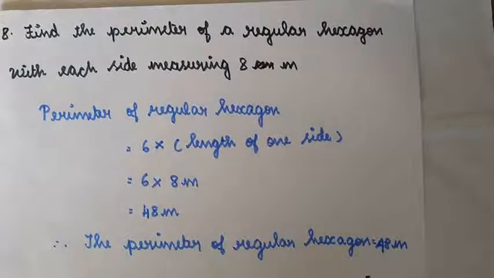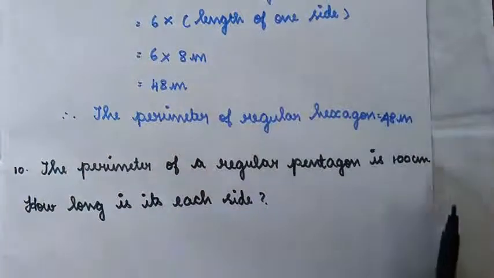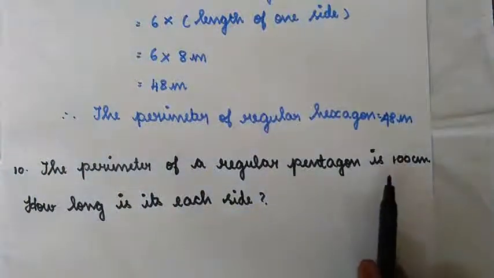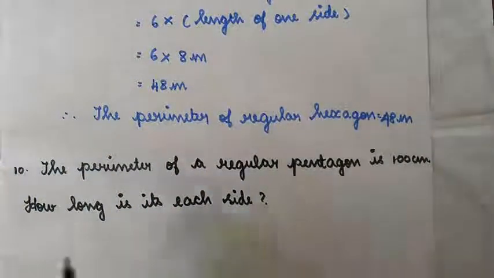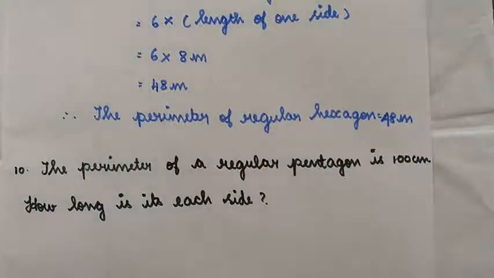Next we have to see the question number 10. The perimeter of a regular pentagon is 100 centimeter. How long is each side? Okay, so we have to define the perimeter of regular pentagon. How many sides has pentagon? Pentagon has 5 sides. Already you learned last chapter.